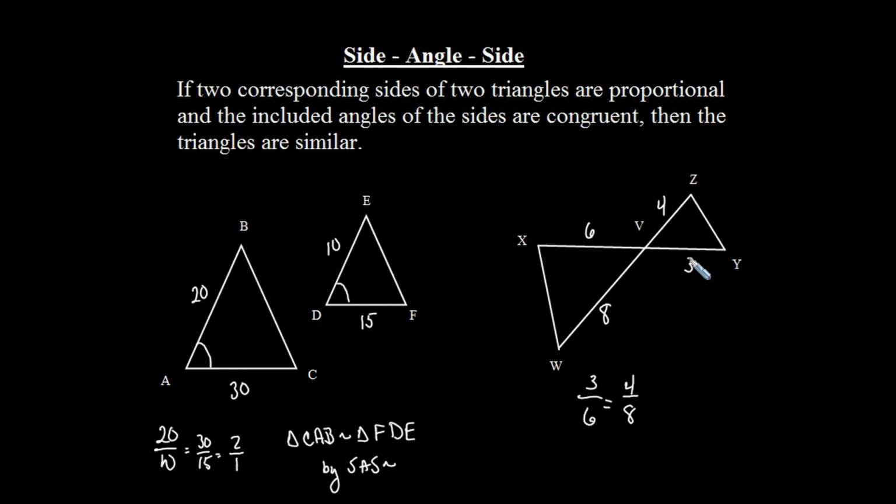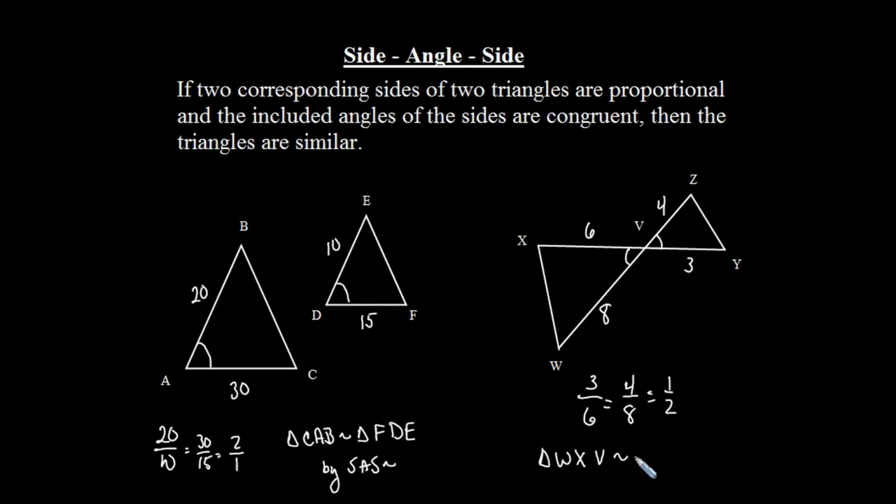The smallest side will correspond to the smallest side in the second triangle, and the larger sides will correspond. So we'll place 3 over 6 because those are the smallest values, and then 4 over 8 are the next largest values, and they both simplify down to 1/2. Then we need either the third side or an angle, and we know that the vertical angle, which is the included angle between those proportional sides, is congruent because of the vertical angles theorem.